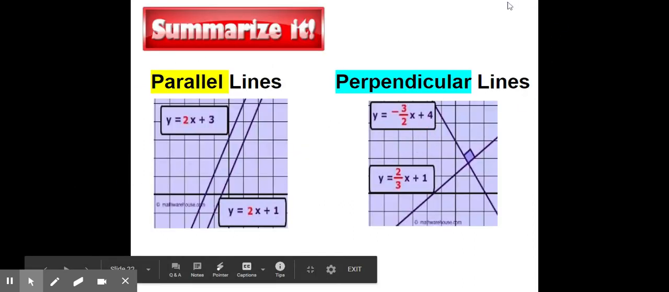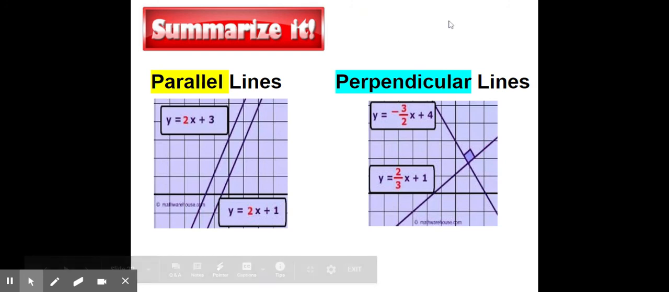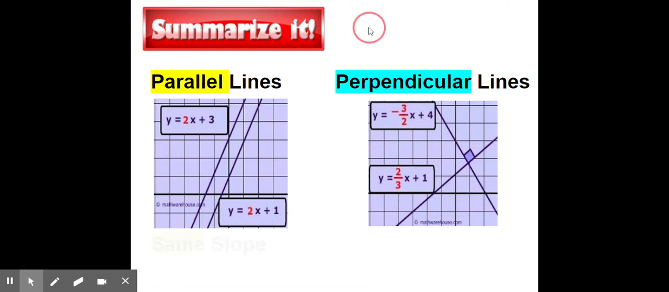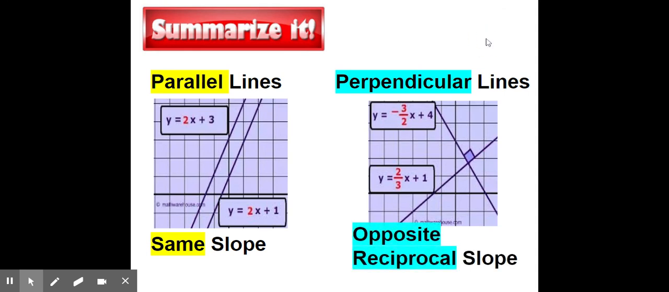So parallel lines, remember they have the same steepness, so they're going to have the same slope. Perpendicular lines are going to intersect at a 90 degree angle, so they are going to have opposite reciprocal slopes.